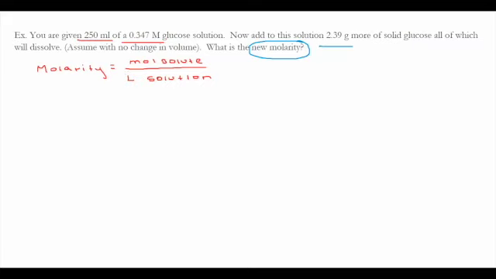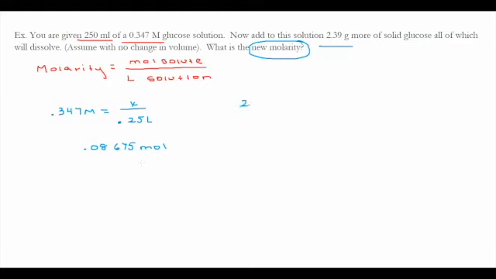Well, I know the molarity is 0.347 molar, and I don't know the number of moles, so that's going to be my x, but I know my liters of solution. If I convert milliliters to liters, that's going to be 0.25 liters. When I solve by multiplying these two together, I find that I start off with 0.08675 moles of sugar.